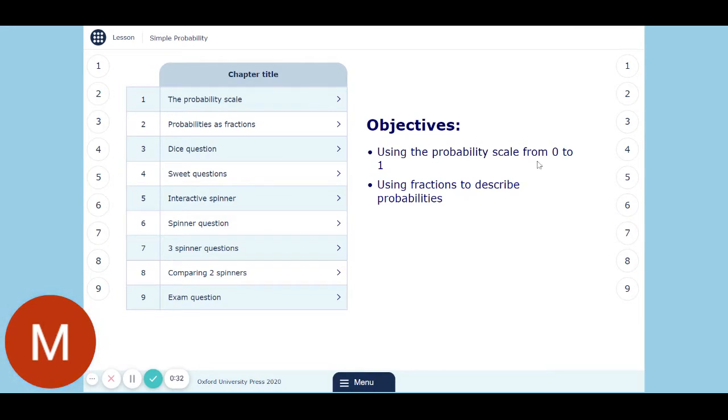We're going to look at the probability scale from 0 to 1 rather than just impossible, unlikely, and certain. And we're going to talk about fractions to describe probabilities. We're going to work out some exact probabilities of things.